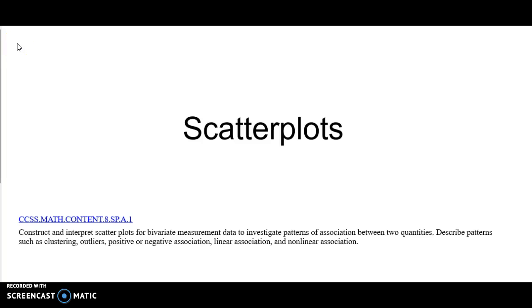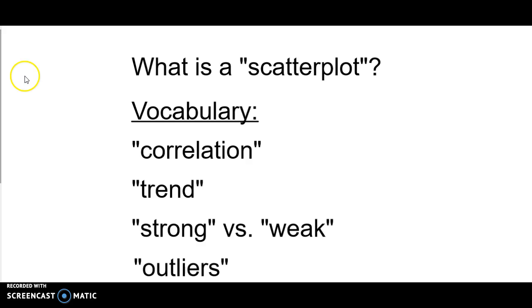Today we're going to be talking about scatter plots. When we look at them, we're going to describe the patterns that we see, such as clustering, if there are any outliers, whether it has a positive or a negative association, if it looks like a line, or if it doesn't look like a line.